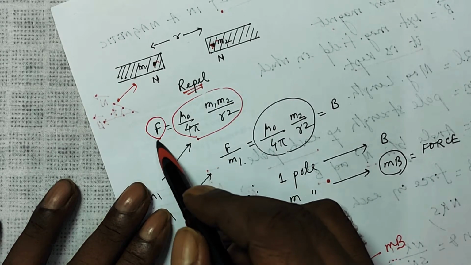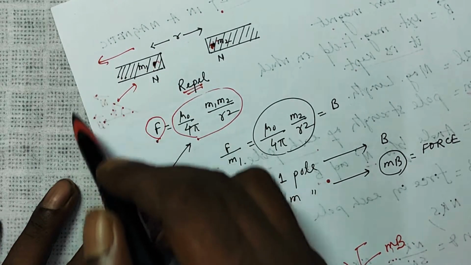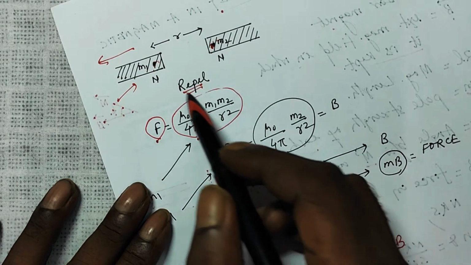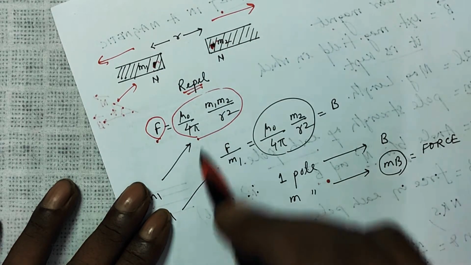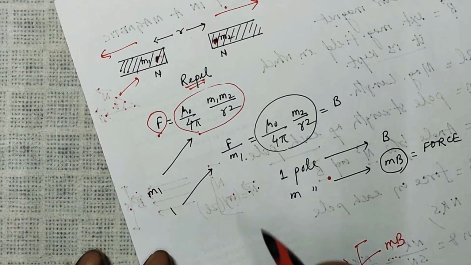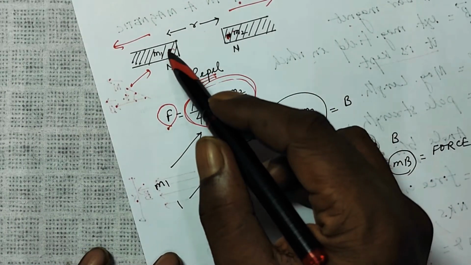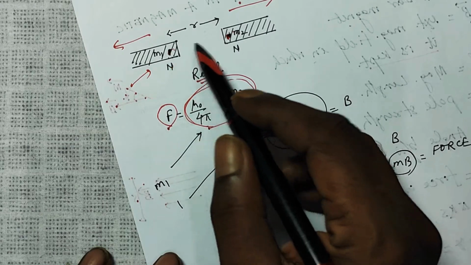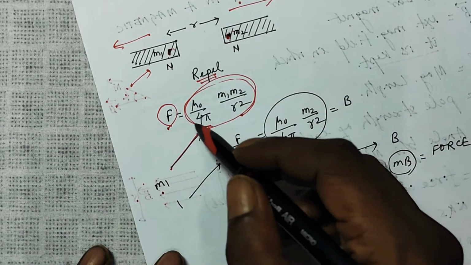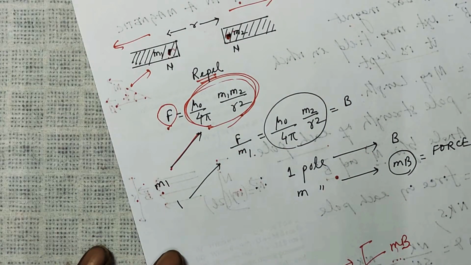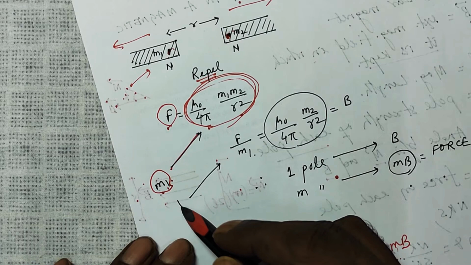This north pole is applying this much force on this north pole towards this side, and this north pole is applying this much force on this north pole towards this side, right? So this is the force experienced by both the poles, with pole strengths M1 and M2. Let us say M1 is experiencing this much force, and M2 is also experiencing it. But let M1 be not M1 but unity.